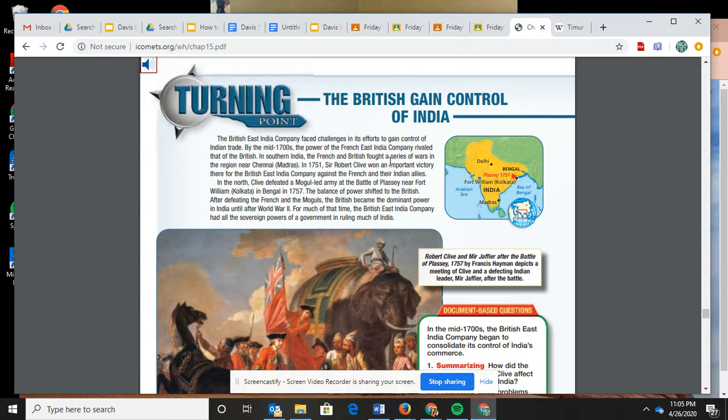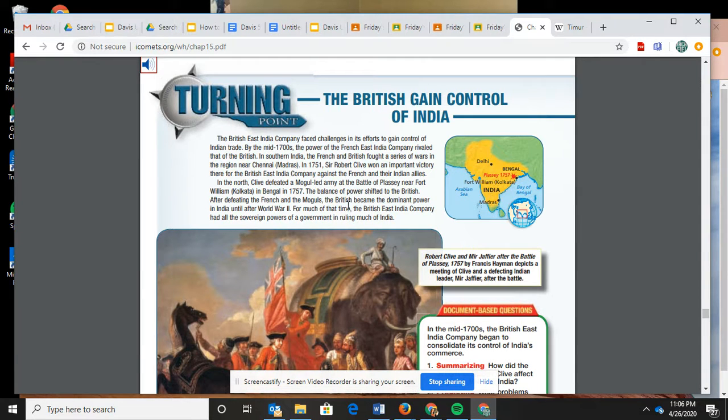So this would be a good read here. I'll just do it for us. The British East India Company faced challenges in its efforts to gain control of Indian trade. By the mid-1700s, the power of the French East India Company rivaled that of the British. In southern India, the French and the British fought a series of wars in the regions near Chennai. In 1751, Robert Clive won an important victory for the British East India Company against the French and Indian allies. In the north, Clive defeated a Mughal-led army at the Battle of Plassey near Fort William in Bengal in 1757. The balance of power shifted towards the British.